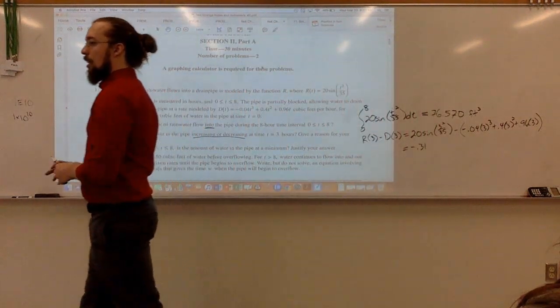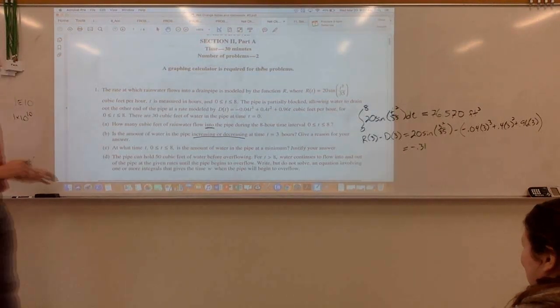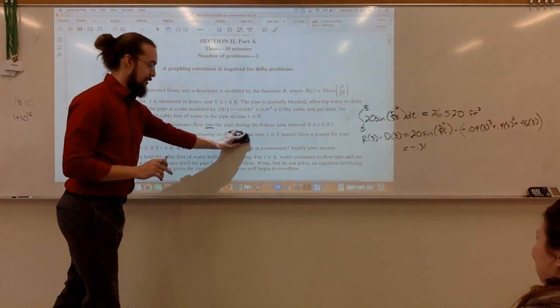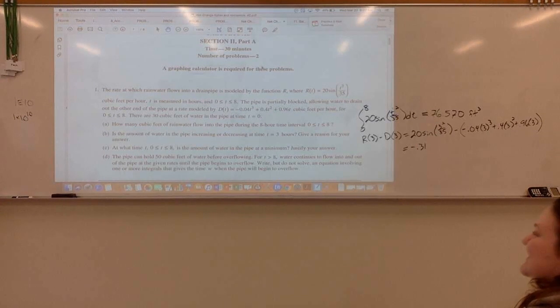Alright, C then says at what time between 0 and 8 is the amount of water in the pipe at a minimum? At 2 hours. How'd you get that? 9 hours. How would we figure this out? How would I figure out where the amount of water in the pipe is a minimum?